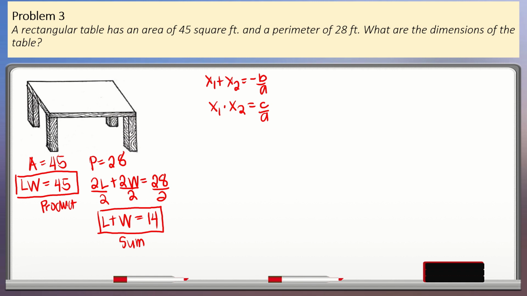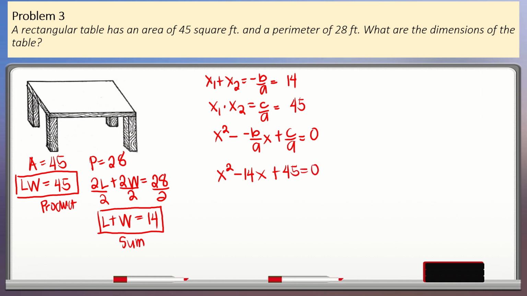If we're going to represent this in terms of sum and product, we know that negative b over a here is your 14, and the product is 45. We just substitute this into our equation x squared minus negative b all over a x plus c all over a is equal to 0. We now have x squared minus 14x plus 45 is equal to 0. Then we factor x squared, which is x times x. Then we also factor 45, that is 9 multiplied by 5.